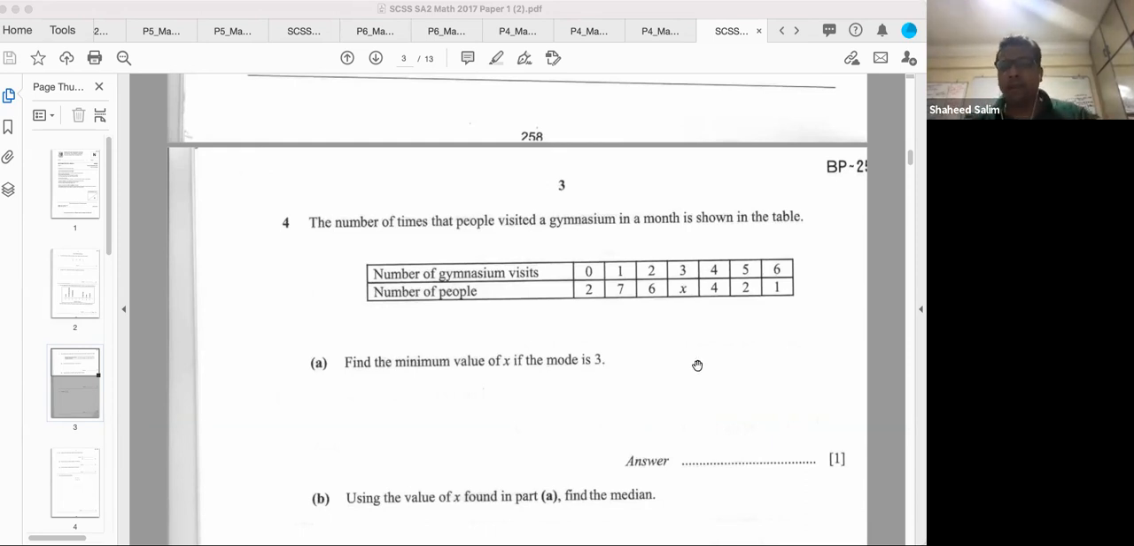The number of times people visited the gym is shown. 0 visits, 2%. They don't even go to the gym. 7% go once, 6% go twice. This we don't know how many. But they ask what's the smallest possible number, and they say this here is the mode. So what is the smallest possible value, Ryan? What is X? Smallest.